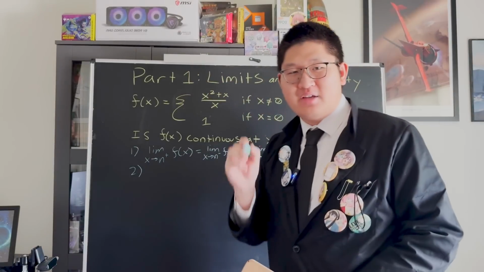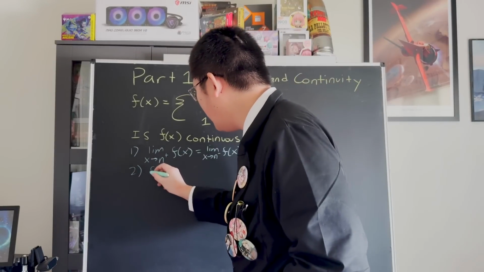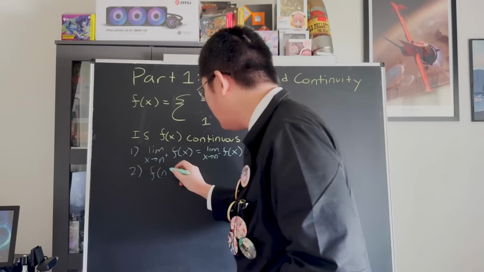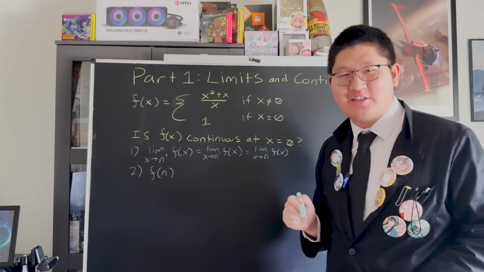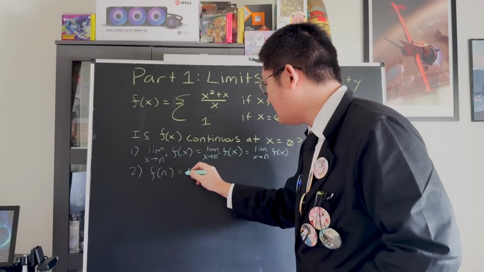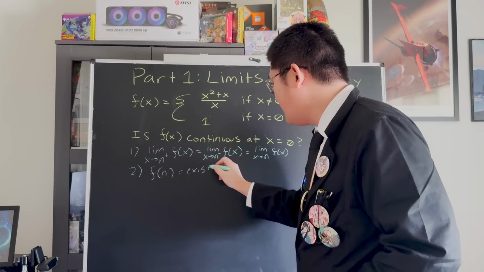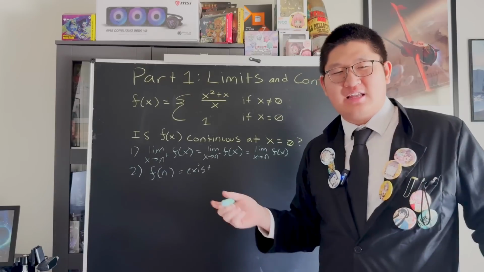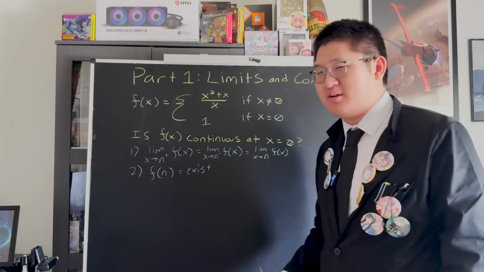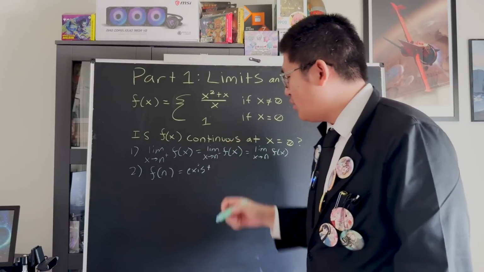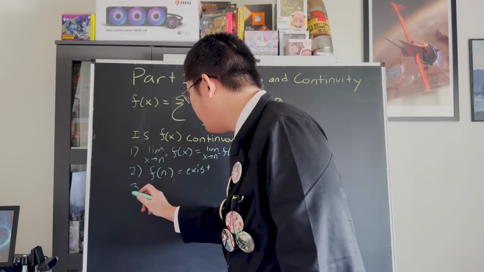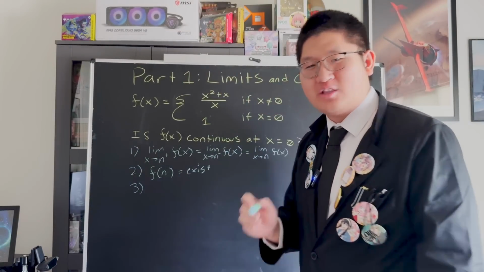Our second step is that when we go and get the function and plug in the number itself that we are trying to prove, that value must exist. Obviously it can't be a function that is continuous if the point isn't on the graph in the first place. So with that, we have our third and final step to prove that this is going to be continuous at the number that we're looking at.